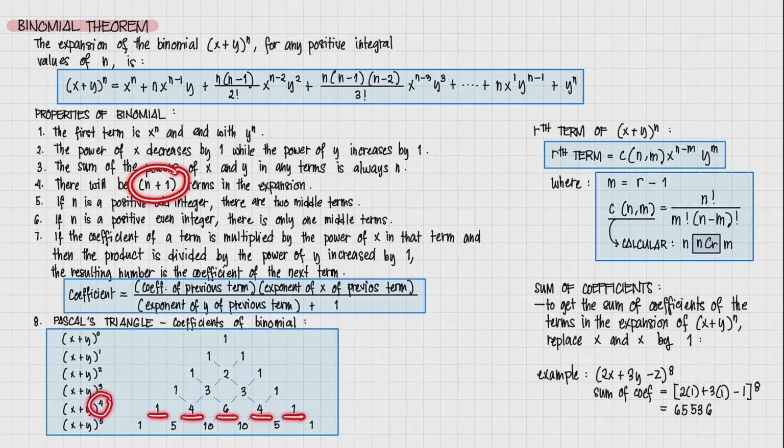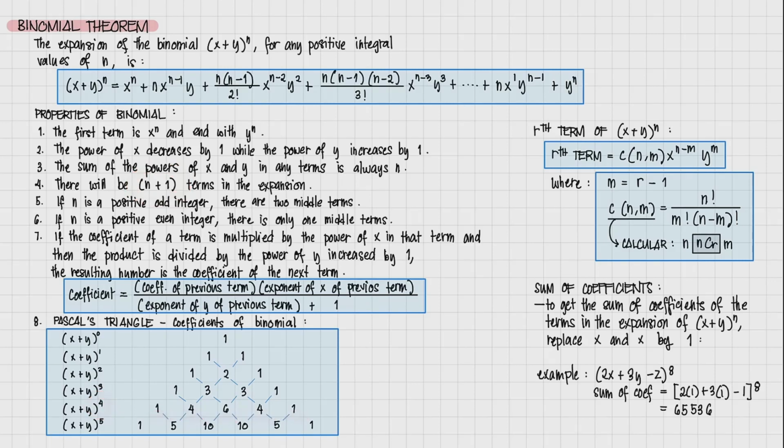So, the first term will have a coefficient of 1, the second term will have a coefficient of 4, the third term will have a coefficient of 6, and then the fourth term will have a coefficient of 4, and then the last term will have a coefficient of 1. So, yun lang basically yung ibig sabihin niyan.